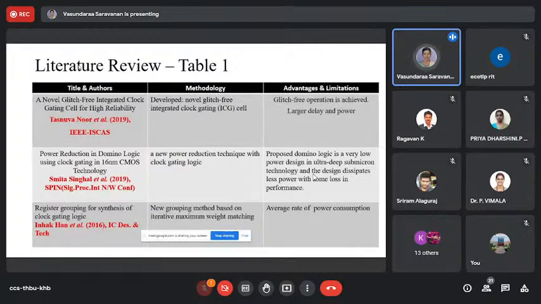Then the power reduction in domino logic using clock gating in 16 nanometer CMOS technology. A new power reduction technique with clock gating logic is done. Proposed domino logic is a very low power design in ultra deep submicron technology, and the design dissipates less power with some loss in performance. Register grouping from synthesis of clock gating logic. The methodology is a new grouping method based on iterative maximum weight matching. The advantage is average rate of power consumption.